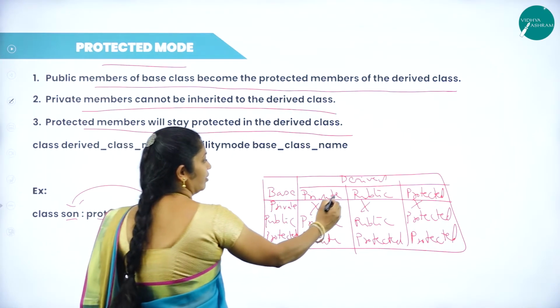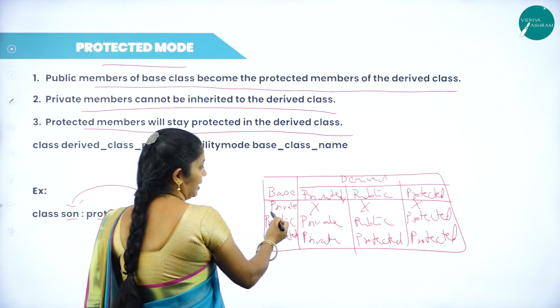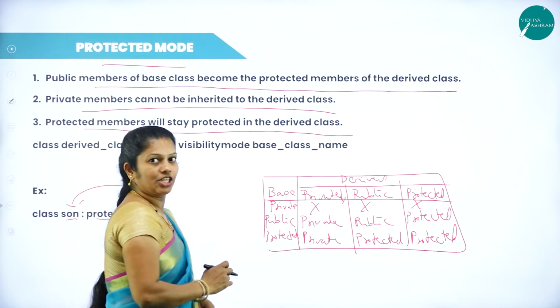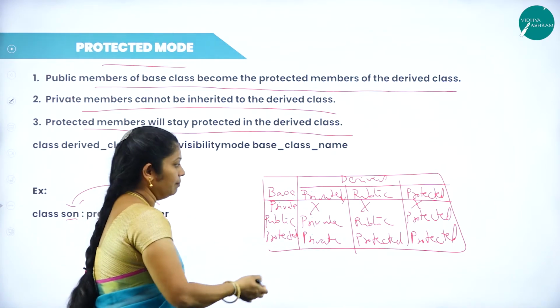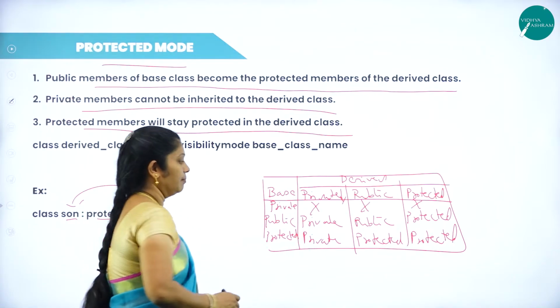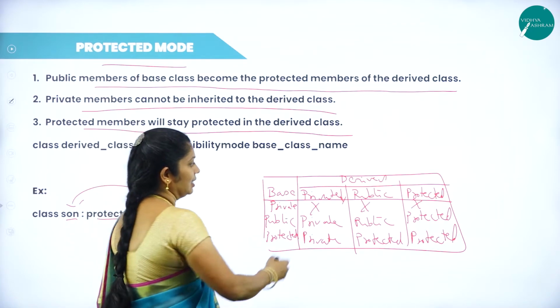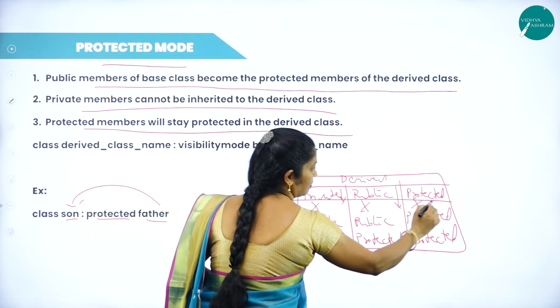While explaining, you have to explain on this pattern. If the base class member is private, then in the derived class it cannot be inherited. In the base class, if it is public, in the derived class it becomes private. Protected becomes private in the derived class. You have to explain in this way.